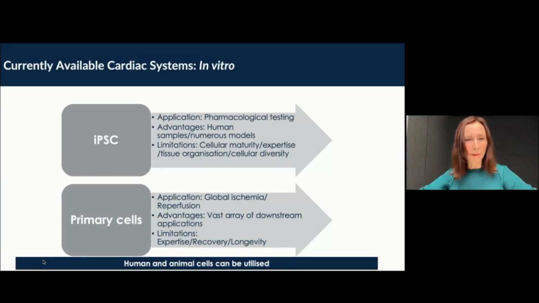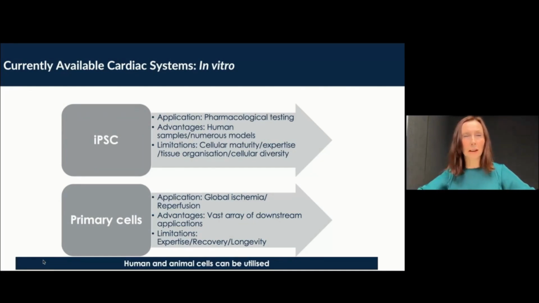Lastly, our primary cells, some of the applications that they've been used for, and this is obviously an older technique, is global ischemia, reperfusion, and also pharmacological testing, as well as a lot of electrophysiological work. Some of the advantages include the vast array of those downstream applications that primary cells have been used to assess or to be assessed using.